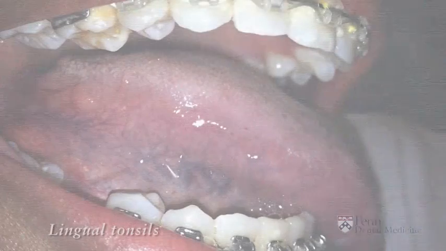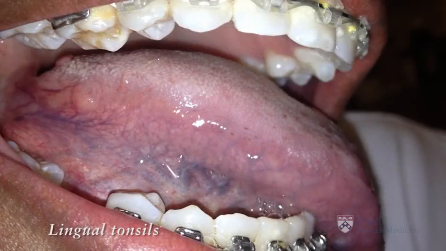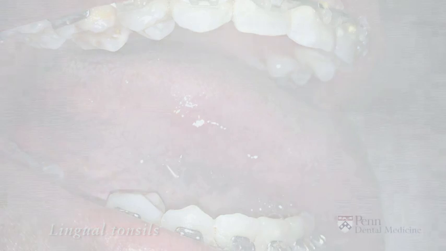The next variation of normal is what we see here, and that is some lingual tonsillar tissue. This is the posterior area and the posterior lateral border of the tongue. This is quite commonly seen bilaterally, and once again is a normal representation of normal tissue.